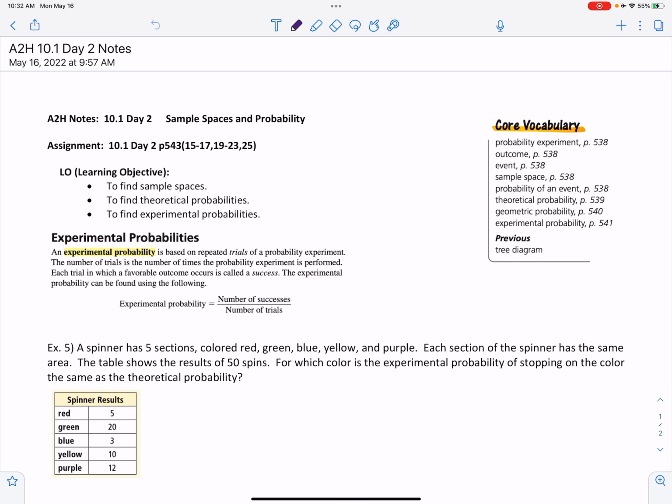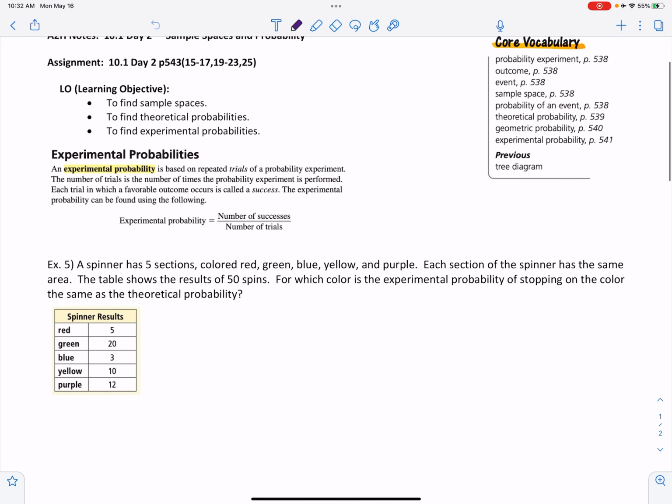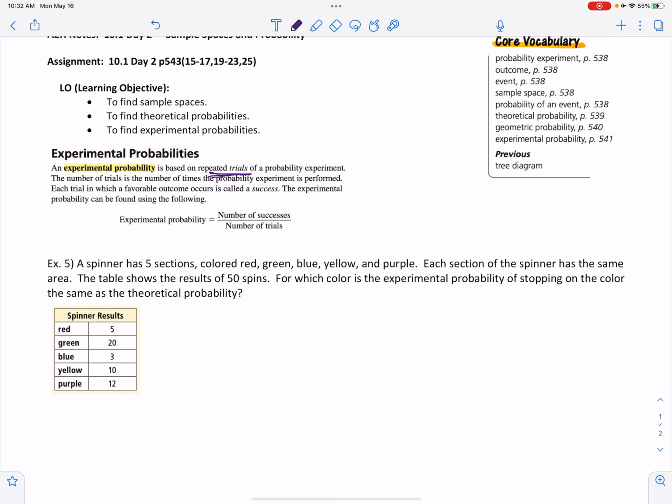Experimental probability is based on repeated trials, so you're actually rolling the die and seeing what happens, counting up the number of times that you roll the die, and each trial in which a favorable outcome occurs is called a success.